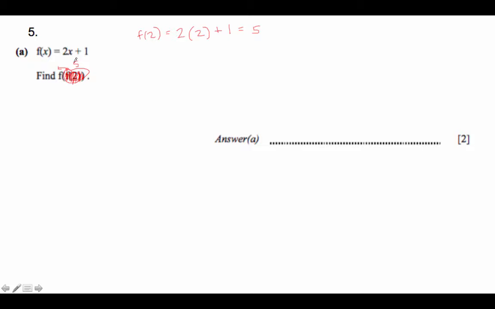So now I'm left with f of 5. So f of 5 is to take that 5 and put it in for x. So 2 times 5 plus 1, which would give me an answer of 11.